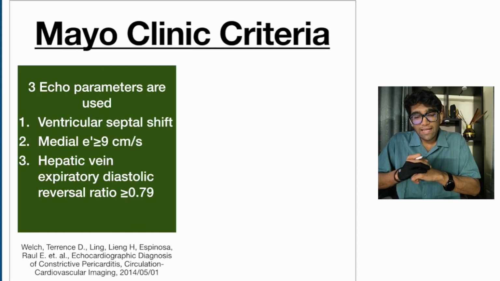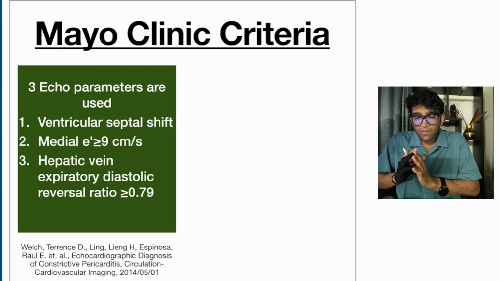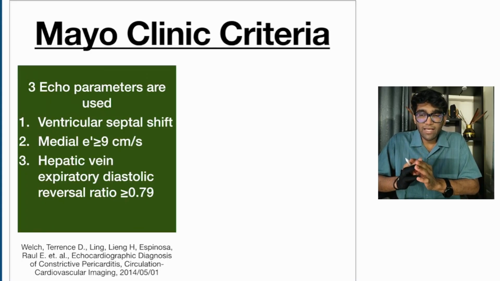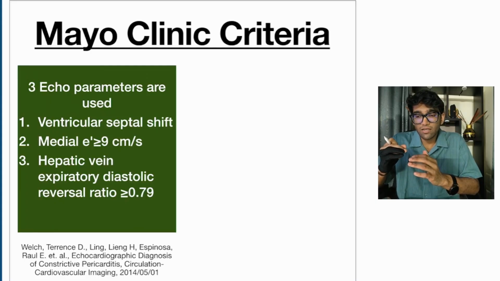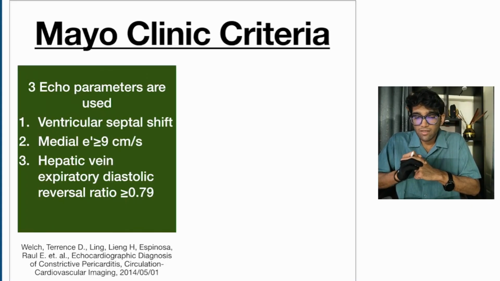And then finally we have the hepatic vein expiratory diastolic reversal ratio. This is defined as the ratio of peak diastolic velocity to systolic velocity during expiration. If the diastolic reversal velocity is more than or equal to 0.79 times the forward velocity, that is considered a positive finding.